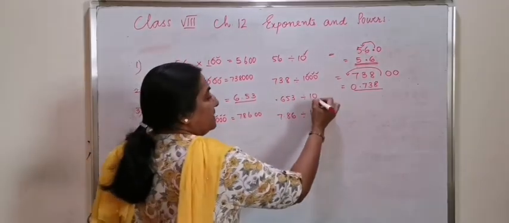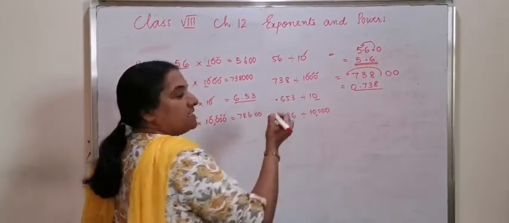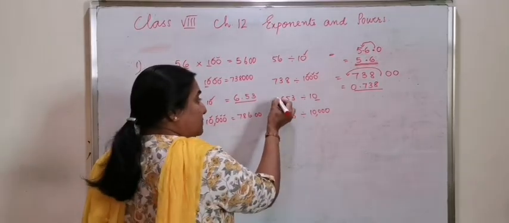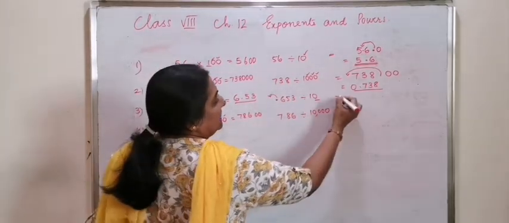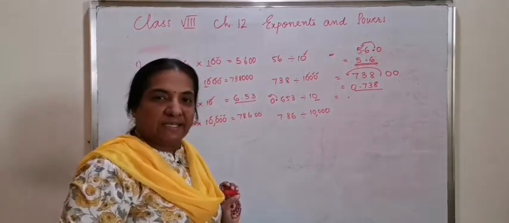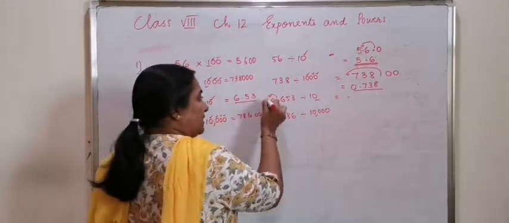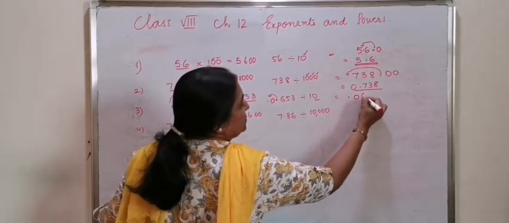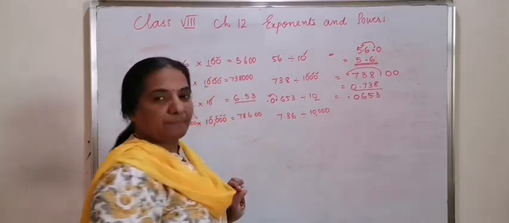Similarly, division by 10, already it is a decimal number. It will go one place to the left, which shows that the answer is 0.0. It can be written as 0.653. The decimal will get shifted, or it is 0.0653.